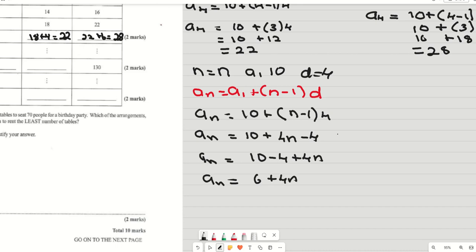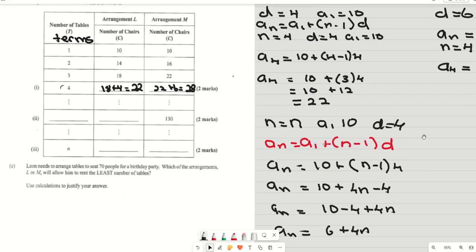So your nth term for arrangement L would have been 6 plus 4n. Now, if you know this, they told you n is equal to 4, so that would have been 6 plus 4 by 4 is 16, so 6 plus 16 is 22. Once you get the formula, it is quite easy to work out the rest, right?